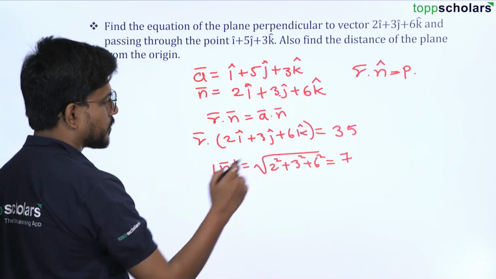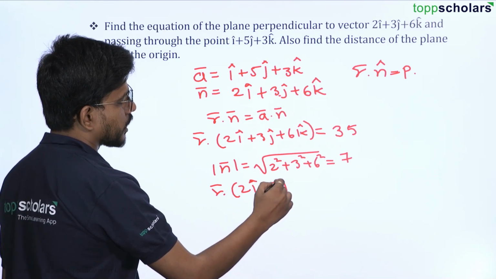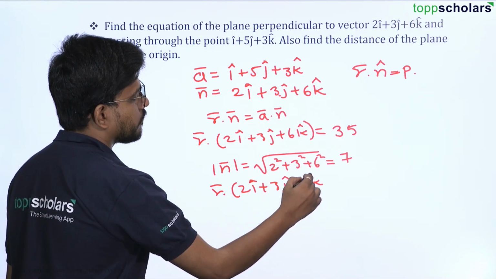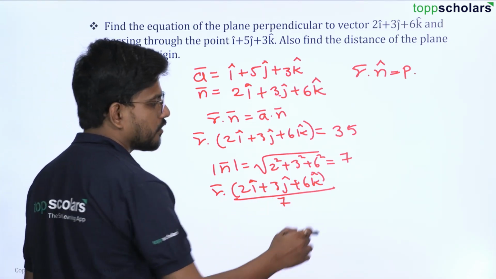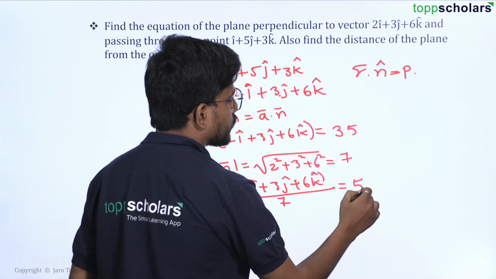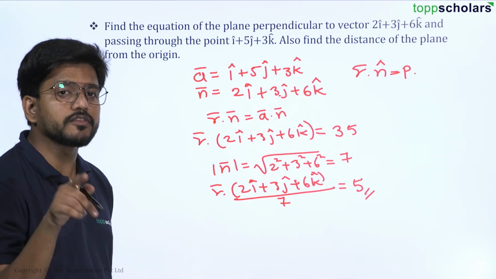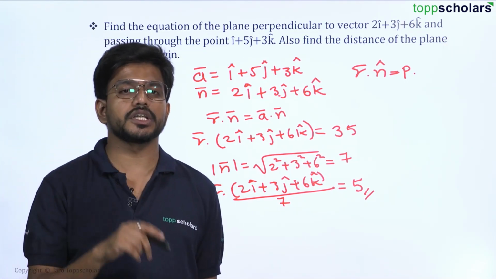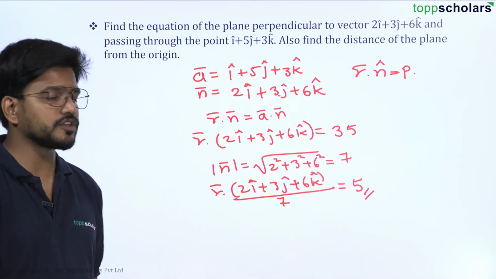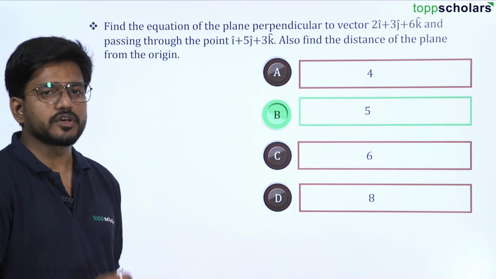So divide both sides by 7, you will get r bar dot 2i cap plus 3j cap plus 6k cap divide by 7. So I converted my n bar to n cap by dividing it by magnitude of n bar. 35 by 7 is 5. So whatever the right side I am getting now will be p. And what is p? P is the perpendicular distance of the plane from the origin. So the correct answer to this question has to be 5. 5 is the distance from the origin. Let us check with the options. Option B has to be correct. Yes, option B is definitely correct. Moving ahead to the next question.